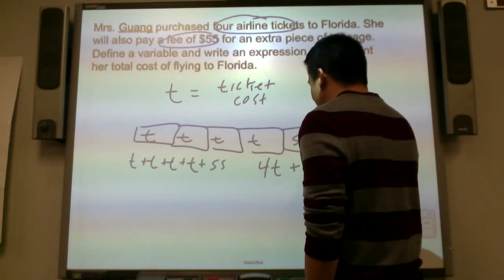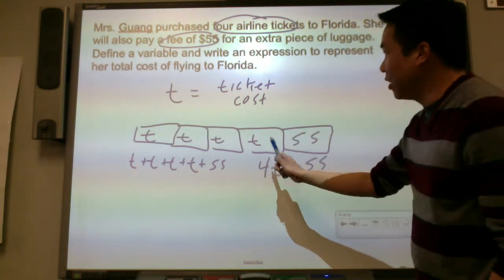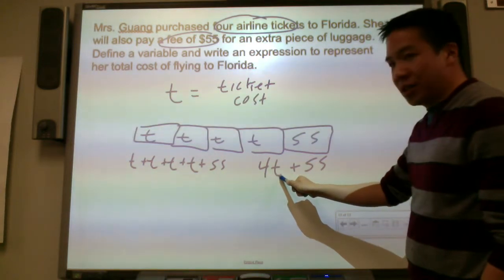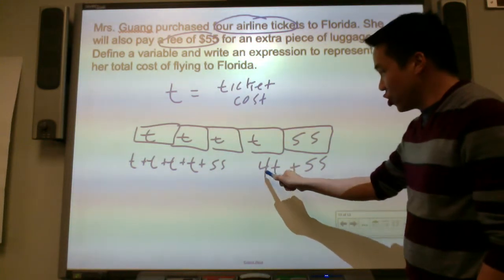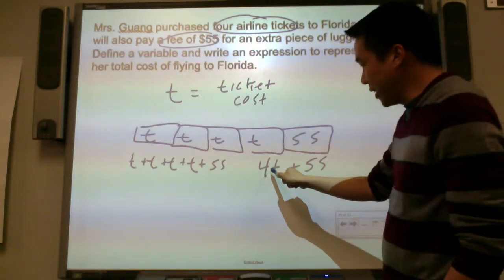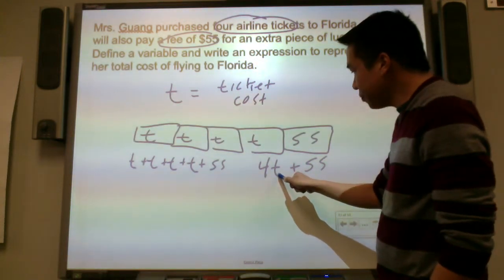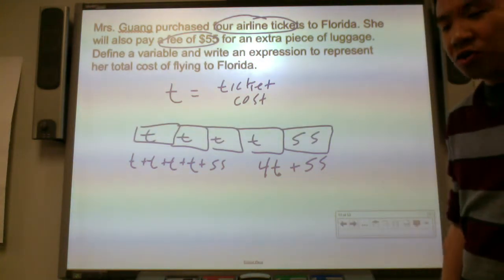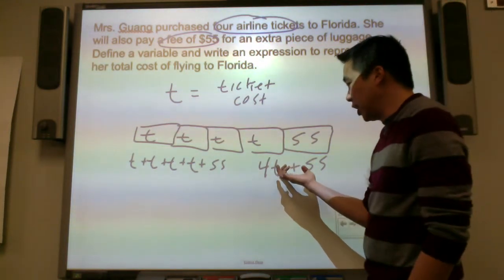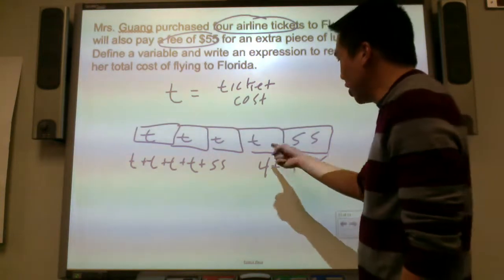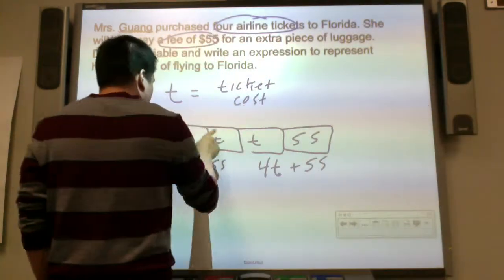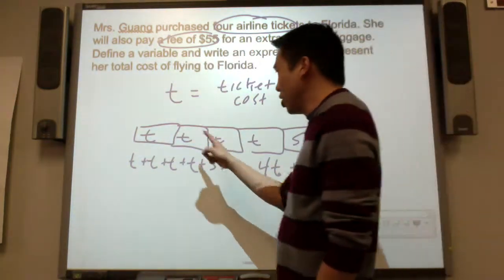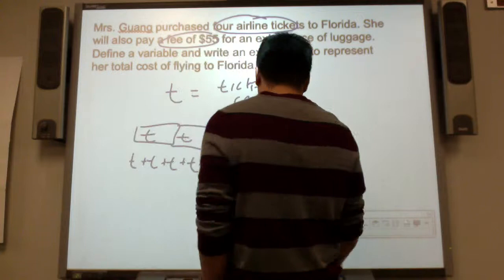4 T's plus 55. So she bought 4 tickets, and we don't know how much she spent on a ticket. So she bought 4 tickets at this cost plus $55. And that will tell her her final cost. For example, if each ticket costs $100, and she bought 4 of them, that's $455. If each ticket costs $200, that's $855.